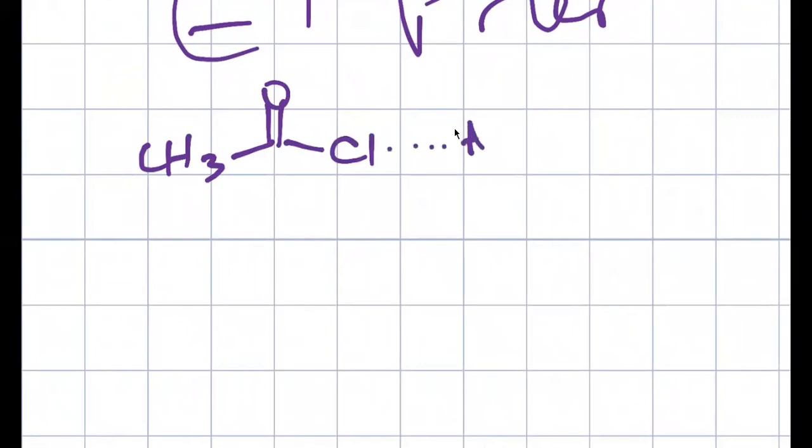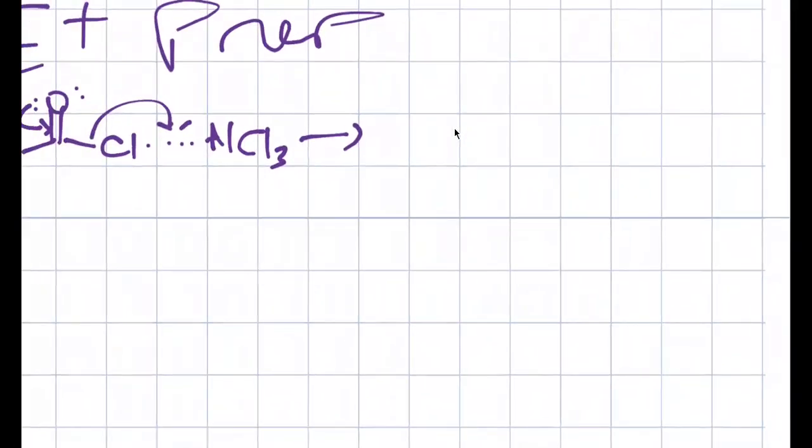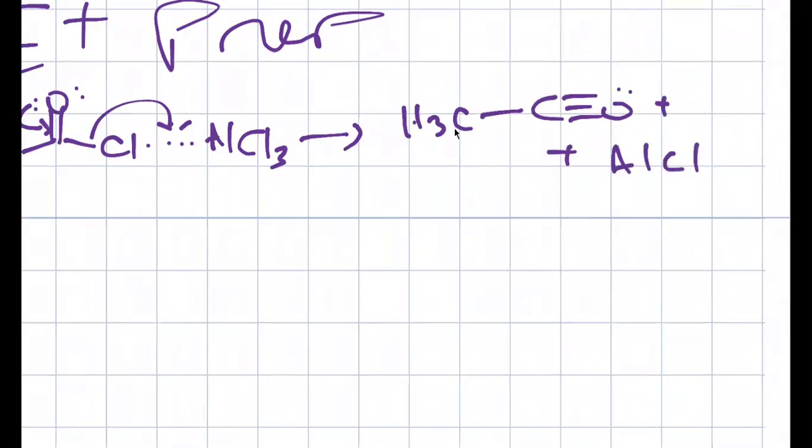Right, that's gonna coordinate with aluminum trichloride. You actually break this bond, right? So you end up with this. Right, and of course that's negative. So this is your electrophile. This is what the ring is actually gonna attack.